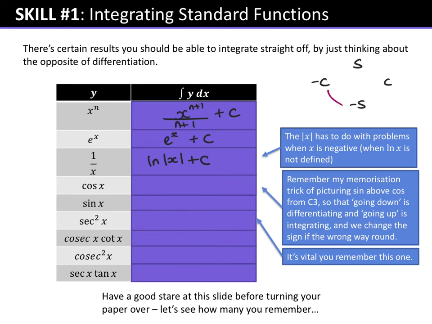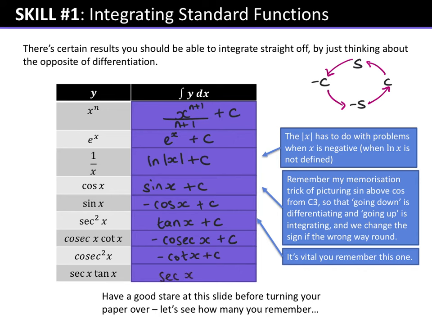Sec squared x, okay? This is one you need to remember. We're going to have a look at why this is true later, okay? And you really need to remember this one. This is tan of x plus c. Cosec x cot x is minus cosec x plus c. Cosec squared x is minus cot x plus c, and sec x tan x is sec x plus c. Now I think all the bottom three are in the formula book, okay? But this is what we should just know straight away, and this is because it's the opposite of differentiation, okay?